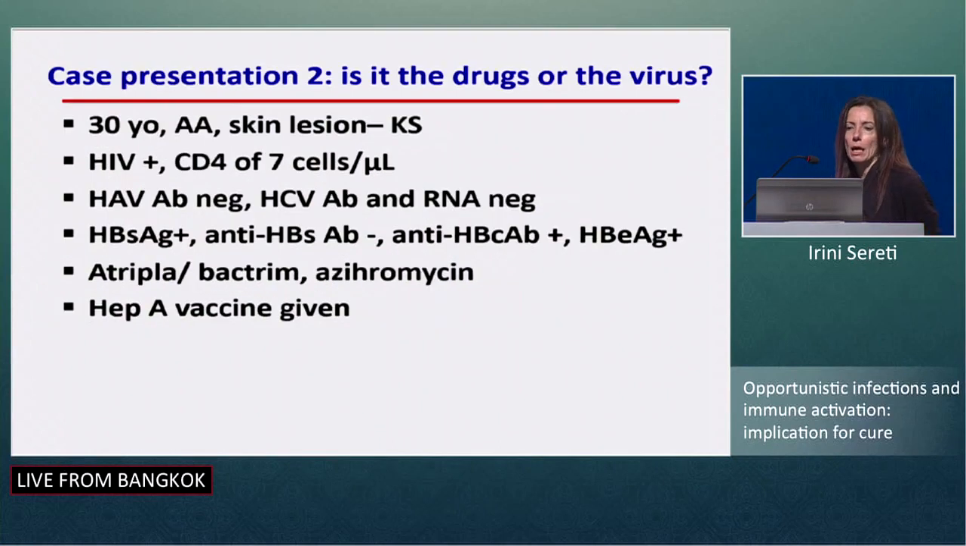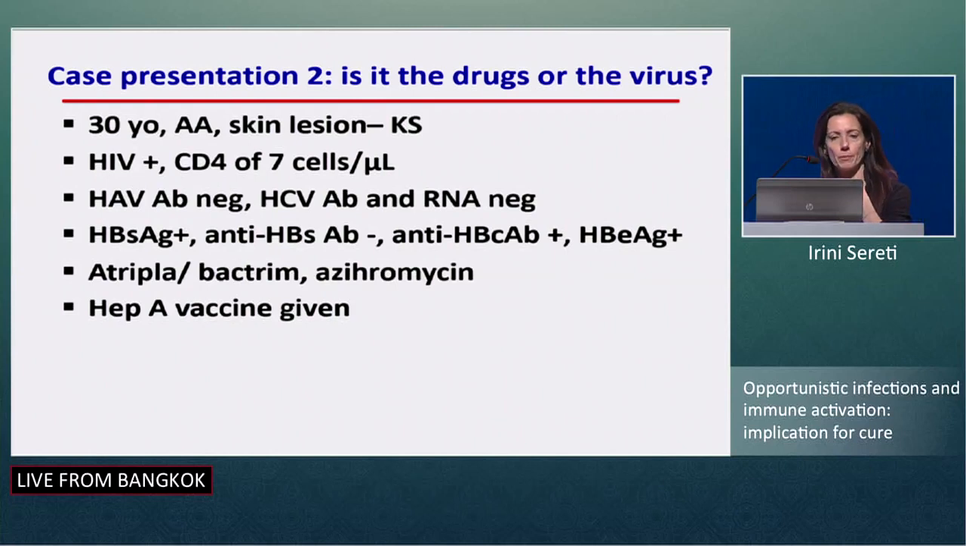Okay. The second case, is it the drugs or the virus? This was a 30-year-old man. He initially presented with some skin lesions, went to a dermatologist. He diagnosed him with KS. That led to his HIV diagnosis, and at the time of diagnosis, CD4 was 7.